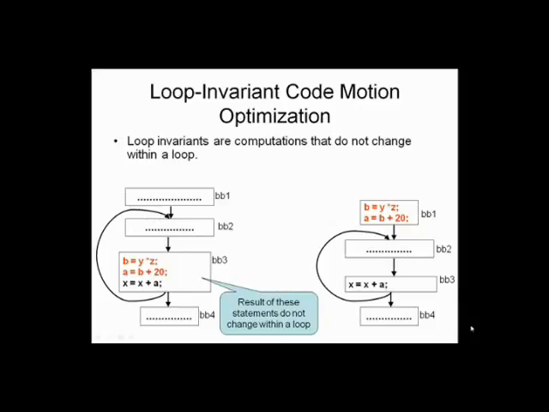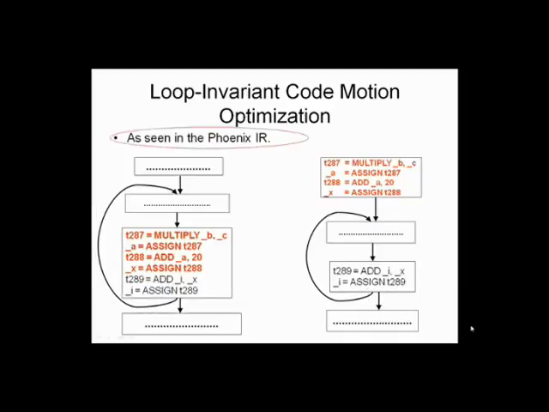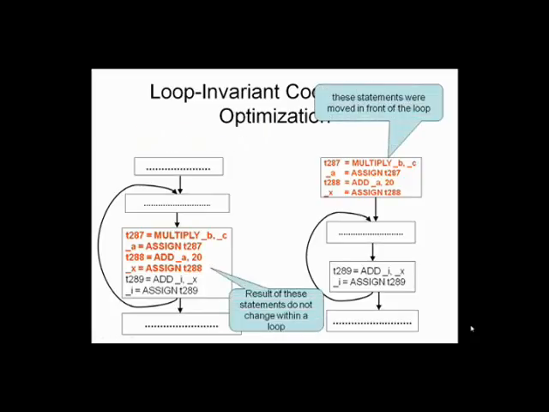The same optimization when seen over flow graphs looks as shown. The statements in red are the loop invariant statements and have been moved from inside the loop to the front of the loop. The same example when seen with the flow graphs of Phoenix IR is shown here. The statements in red are loop invariant statements and have been moved from inside the loop to the front of the loop.